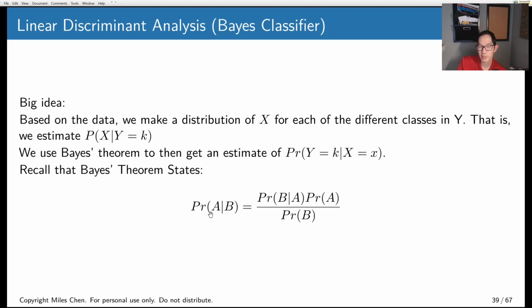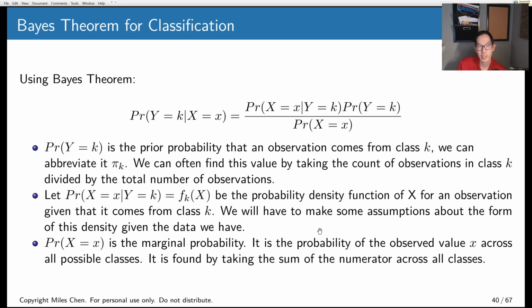class K? And this is found by asking, what's the probability of A given B? We'll use Bayes' rule and say it's the probability of B given A times the probability of A, divided by the probability of B. So if we're trying to find the probability that some observation belongs to class K if its X value is this number, we'd ask, what's the distribution of X given that it belongs to K? This is basically the PDF of X for an observation if it comes from class K.